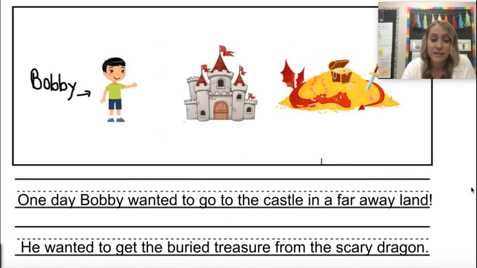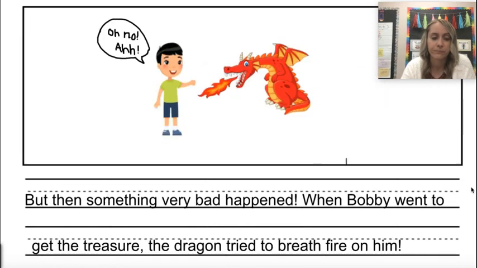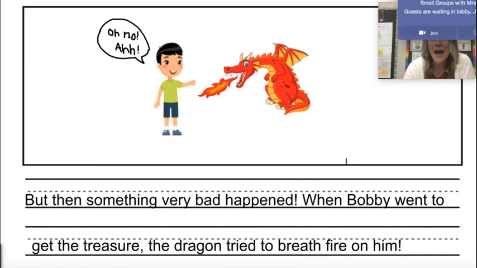I said, one day, Bobby wanted to go to the castle in a faraway land. He wanted to get the buried treasure from the scary dragon. But then something very bad happened. So you can see how I wrote this for my readers. I wrote, but then something very bad happened. I'm trying to tell them about a problem that's about to happen. When Bobby went to get the treasure, the dragon tried to breathe fire on him. So he's saying, oh no!